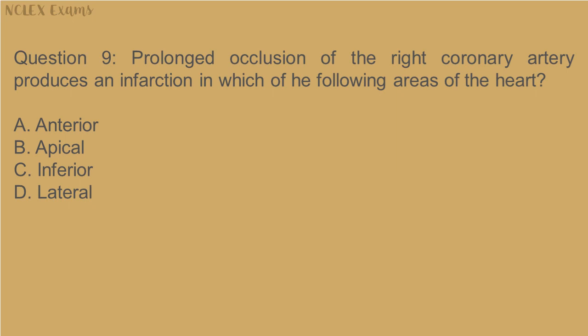Question 9. Prolonged occlusion of the right coronary artery produces an infarction in which of the following areas of the heart? A. Anterior. B. Apical. C. Inferior. D. Lateral.